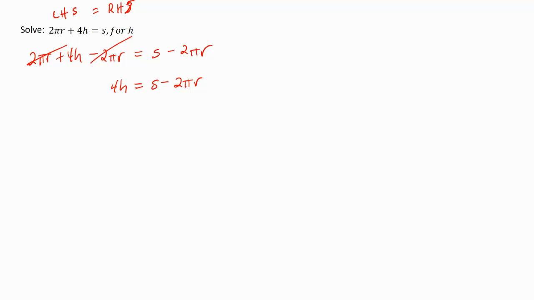Lastly, we want to solve for h and not for 4h. The opposite of multiplying h by 4 is to divide by 4, so we divide both sides by 4. On the left-hand side, the 4's cancel, and we're left with h equals (s - 2 pi r) divided by 4.